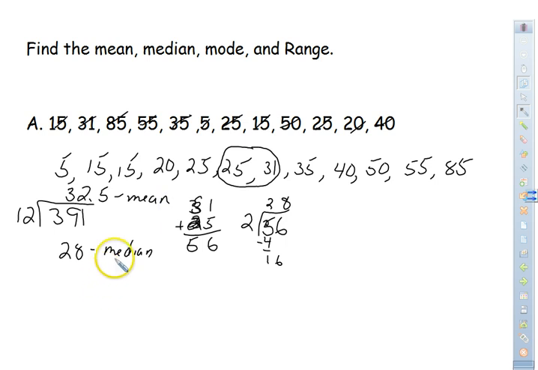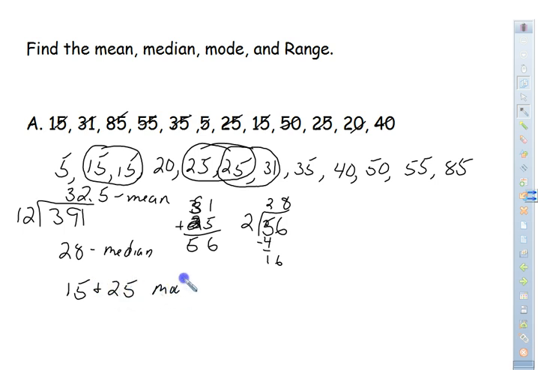My mode, which is the number that occurs most often, and as you look at this, you can see what occurs most, and we see that we have two 15s, two 25s, and everything else is singles. So, since we have these two numbers that both occur 2 times, and that is the most, then we're going to have two modes, 15 and 25.